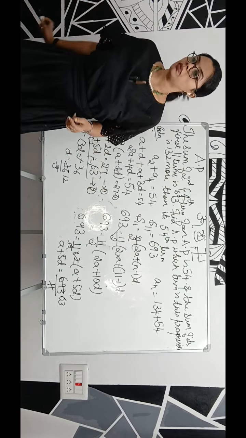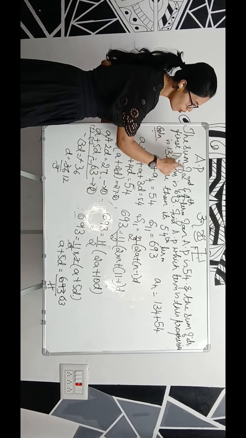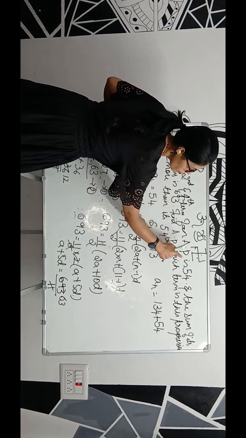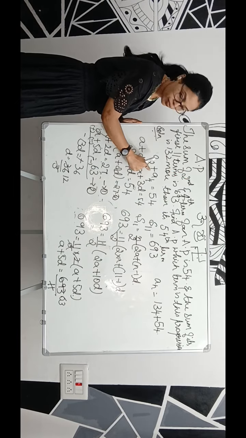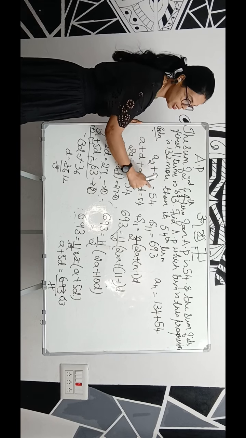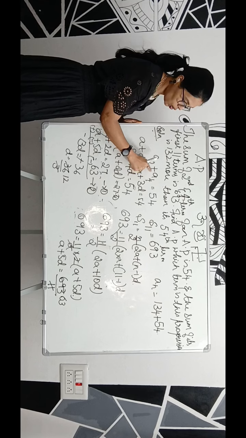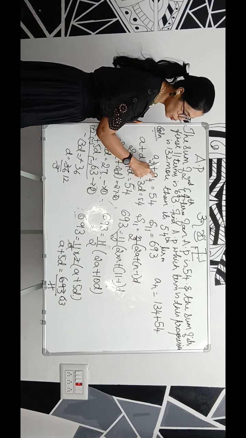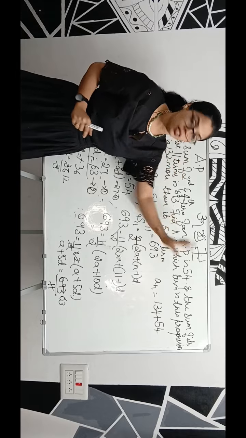According to the first statement, we write down the questions like that. The sum of the second and the fourth term of an AP is 54. So what do we write? The sum of the second term and the fourth term of an AP is equal to 54, according to the first statement.